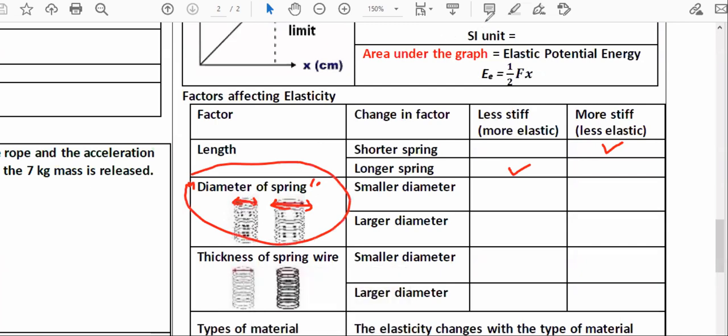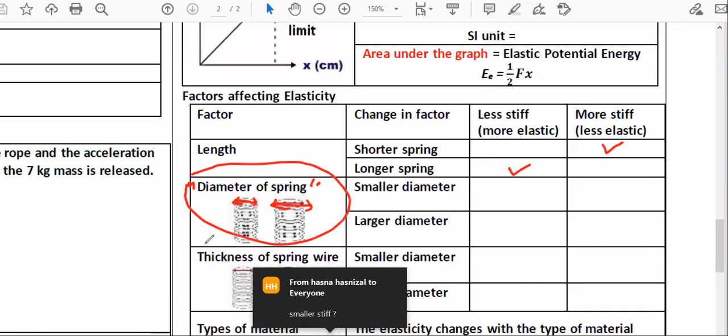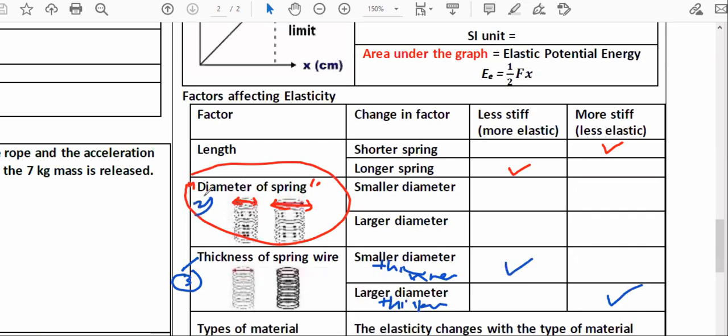We go to the third factor. Normally, the third factor will be correct. Thickness of spring. Which one is stiffer? Thicker or larger diameter means thicker. This one thinner. So this one, obviously, right? No one will get it wrong, right? Of course, thicker. Correct. Now, basically, the second factor is opposite. That means the larger diameter will generally be less stiff. Smaller diameter is more stiff.